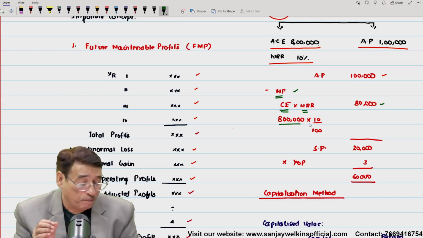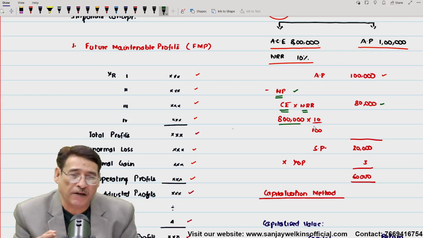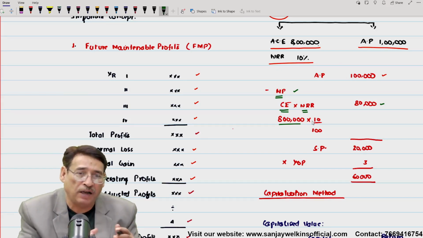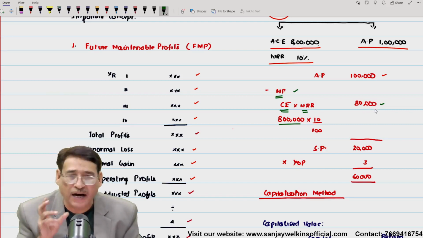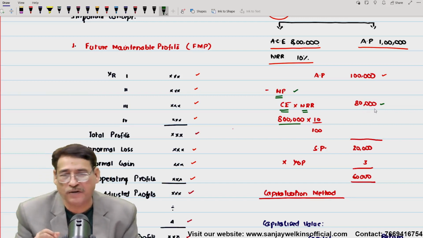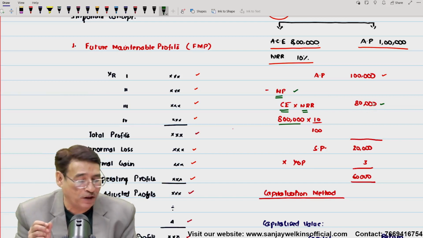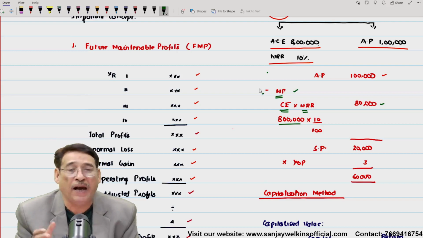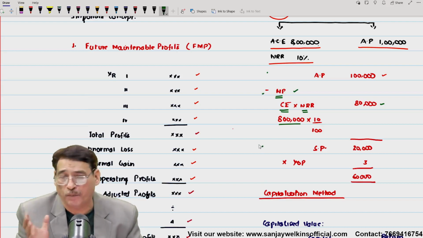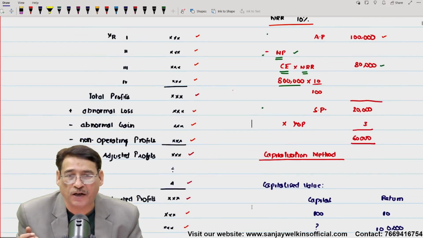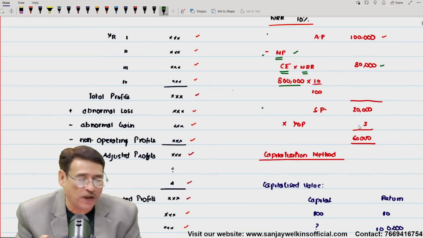But because the normal rate of return is 10%, that means other firms in the industry would have earned only 80,000 worth of profit. That is why in your earlier phases of education, under the super profits method, you used to compare what we call actual profit with the normal profit. And that is why the difference used to be called super profits. We still call it super profits, correct? Now, I hope you got a better meaning of super profits.